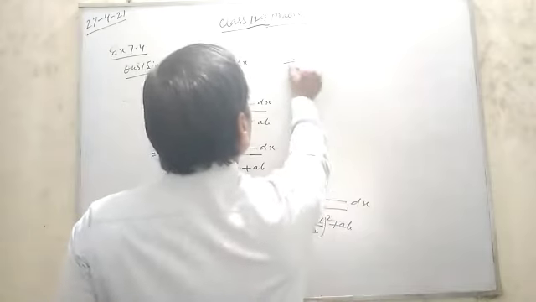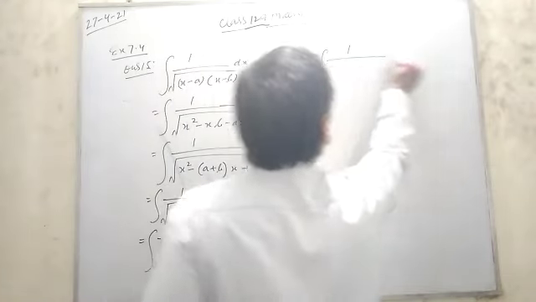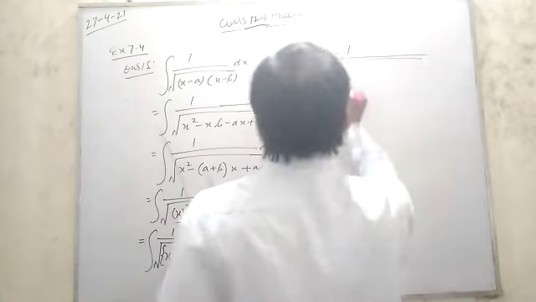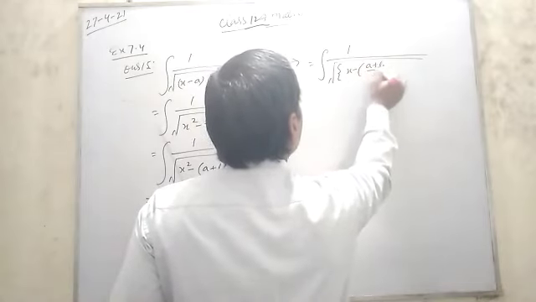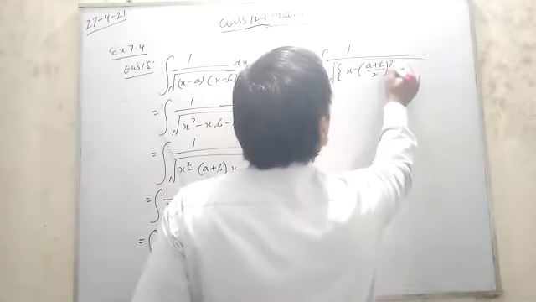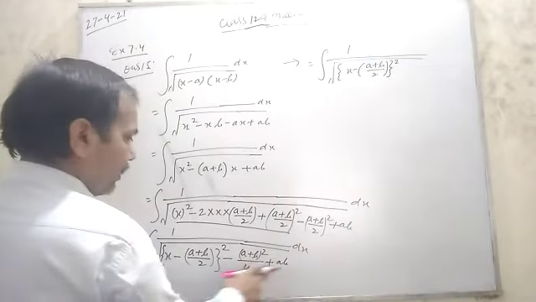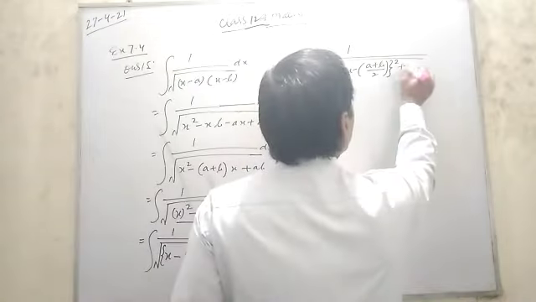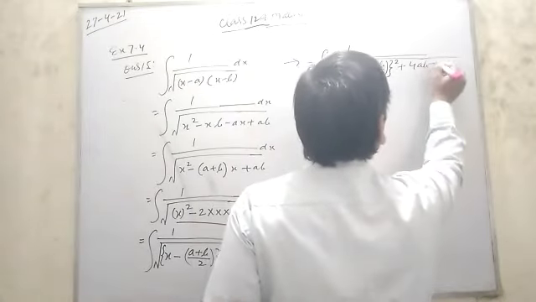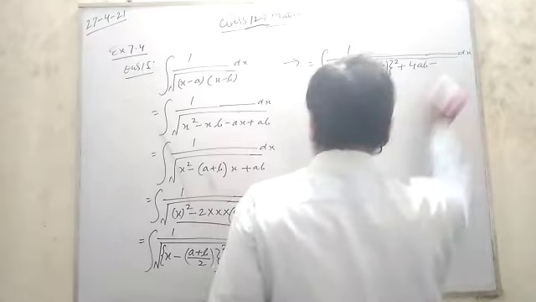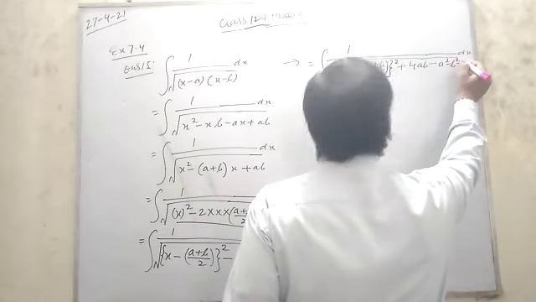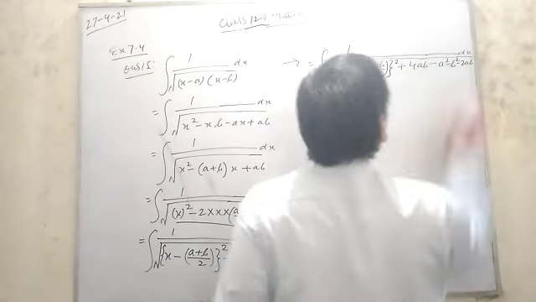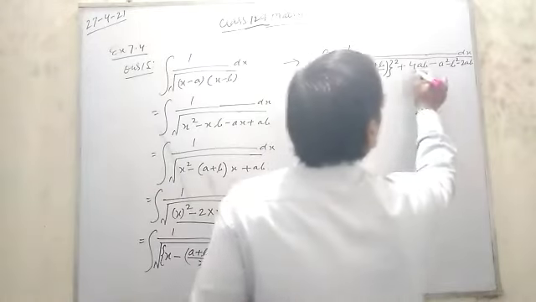So after this, it is equal to 1 upon under root x minus (a plus b) by 2, this whole square, and then 4ab minus, take out, so plus 4ab minus (a plus b) whole square, and minus is there, so minus a square minus b square minus 2ab, clear, upon 4.